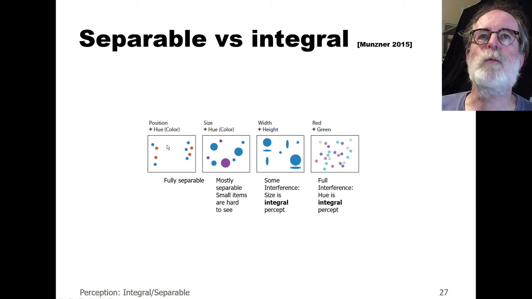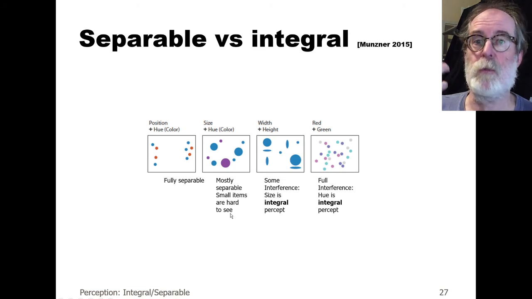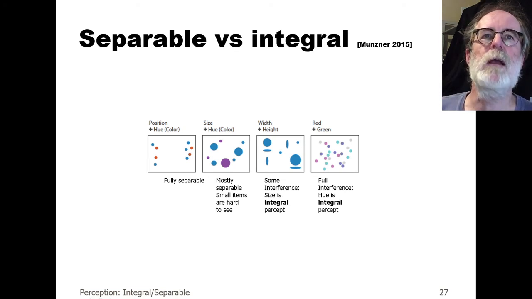From Munzner's book, we have a similar set of visual illustrations. The fully separable ones are position and hue here, size and hue, and her annotation is they're mostly separable. Small items are hard to see, which is another problem of using size, just generally speaking. There's interference when you're mixing width and height. Size is an integral percept, and over here on the right is full interference. Hue is an integral percept.